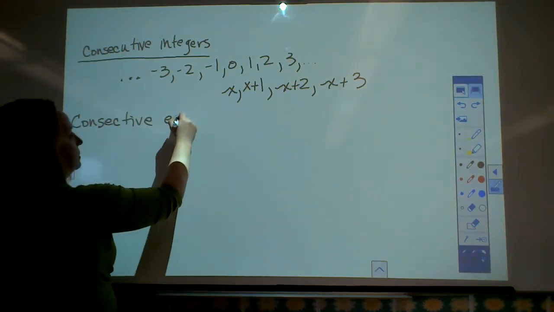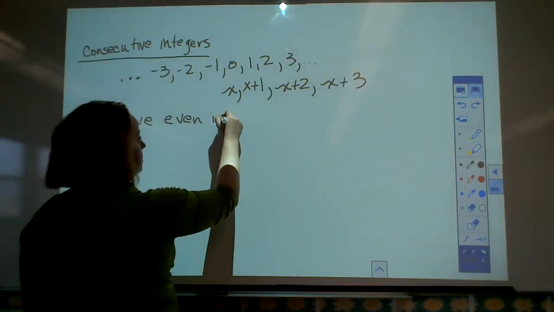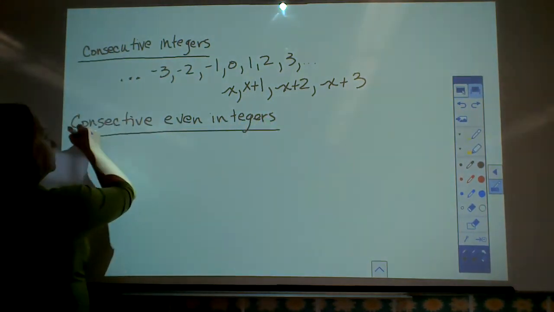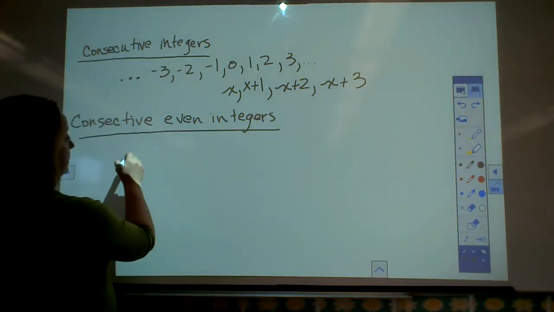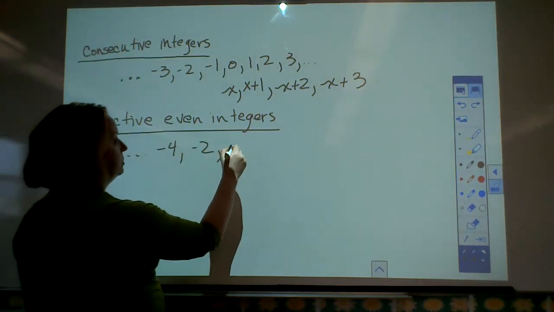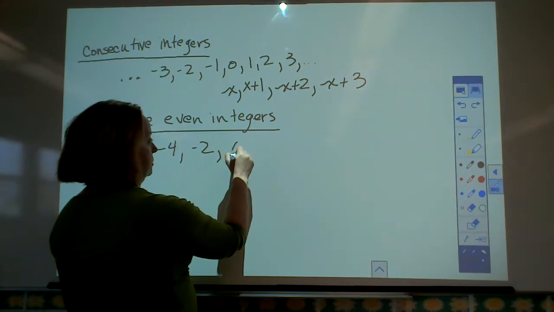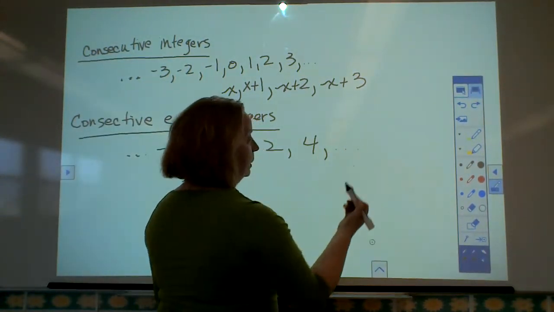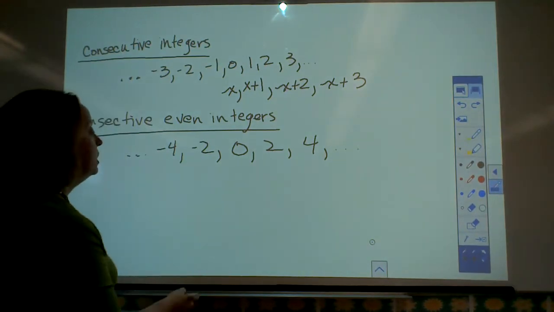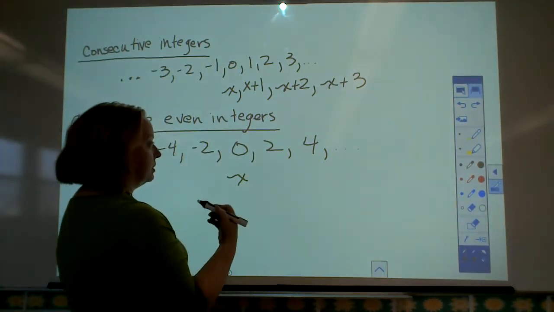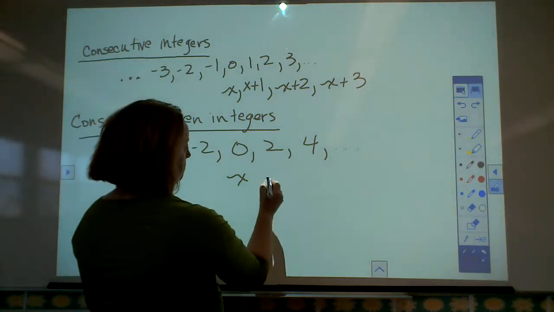even integers. Okay, so that would be -4, -2, 0, 2, 4, and the list would just keep going. So again, we're going to start with 0 as x.